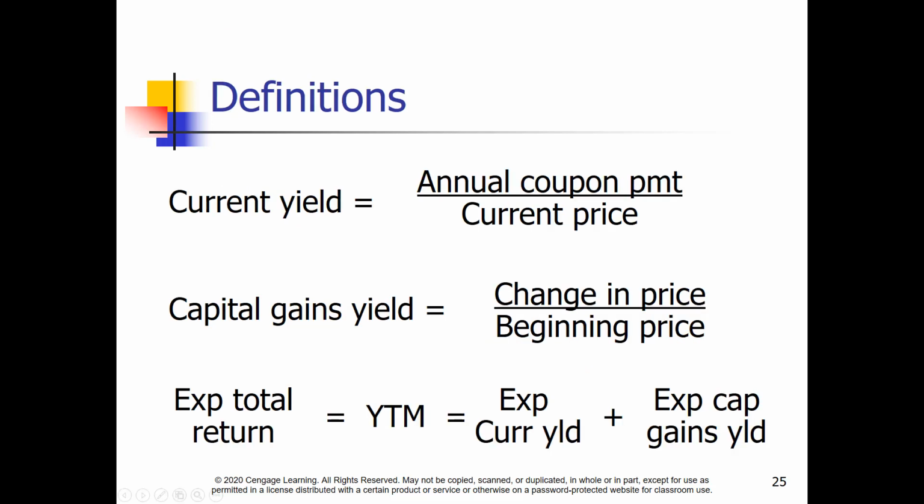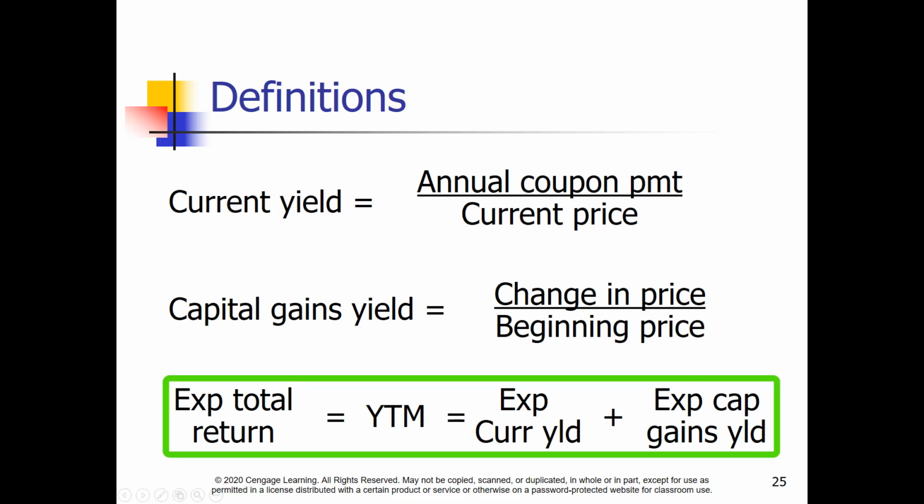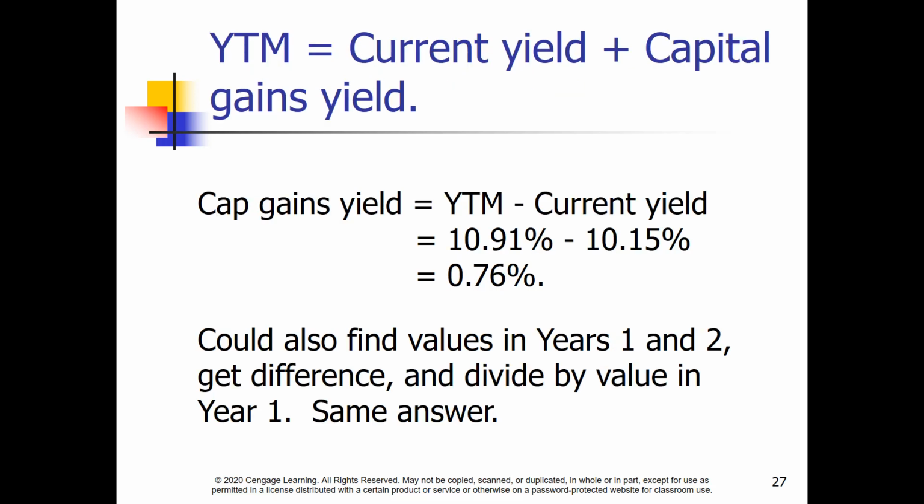When bond prices are quoted, the yield to maturity is not given. The current yield is given. The total return on any investment is the cash income, for a bond that's coupons, plus the capital gain or loss. For a bond, the cash income percentage is the current yield. The capital gains yield is the change in price. For our discount bond, selling for $887 and paying a 9% coupon, the current yield is 10.15%. If the total return, yield to maturity, that we solve for is 10.91%, then the capital gains yield must be the difference. In this case, that's 0.76%.